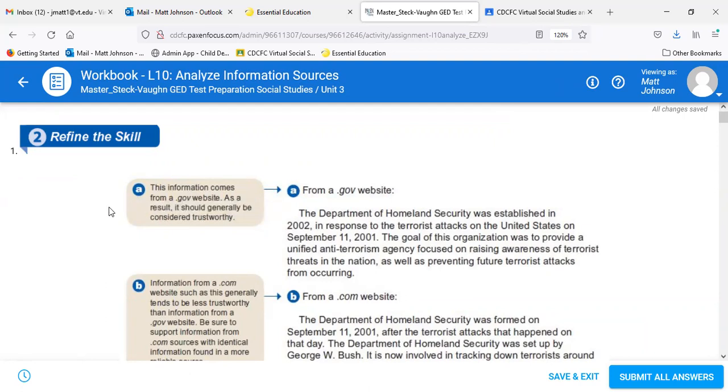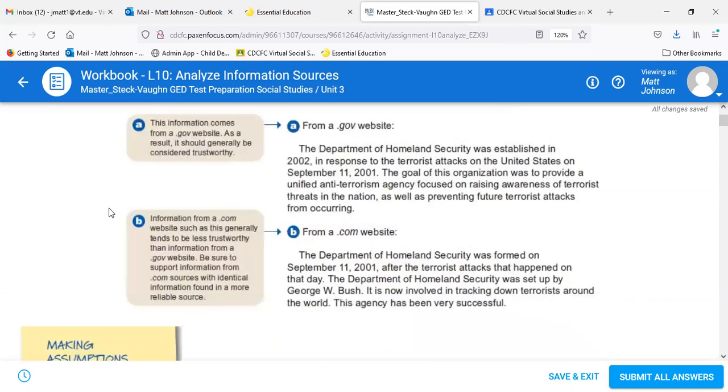As a result, it should be considered trustworthy. All right, and then from our .com website, so basically the same information. Let's see what it says. The Department of Homeland Security was formed on September 11th, 2001, after the terrorist attacks that happened on that day. The Department of Homeland Security was set up by George W. Bush. It is now involved in tracking down terrorists around the world. This agency has been very successful. And our text box B says information from a .com website, such as this, generally tends to be less trustworthy than information from a .gov website.